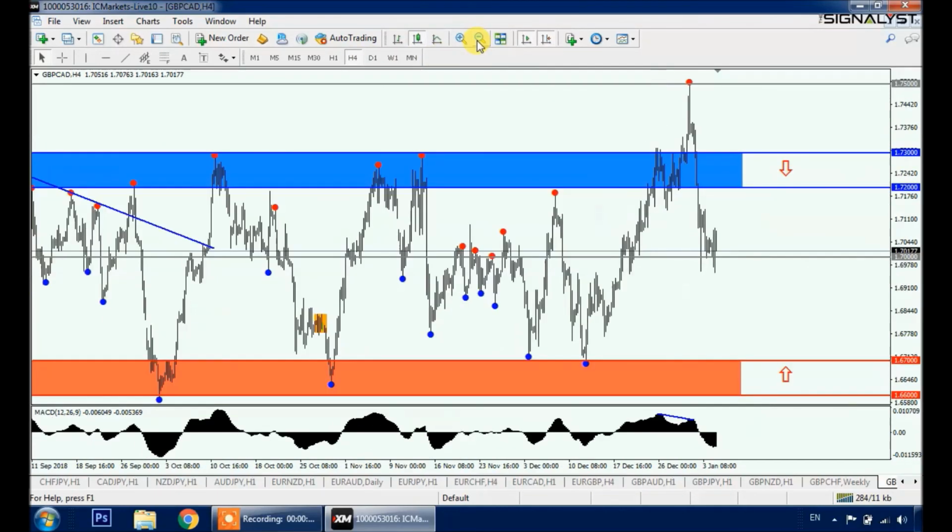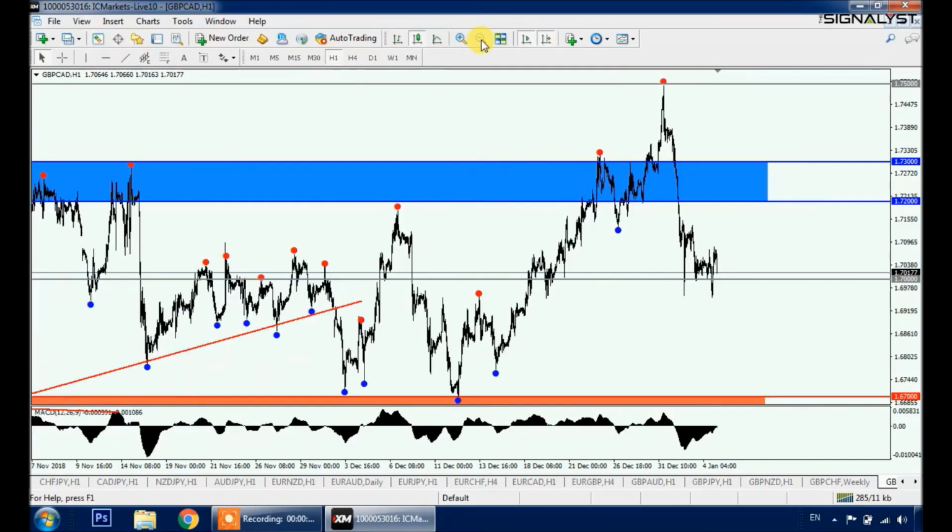On H4 time frame, as you can see, we have a 1 histogram divergence around here, rejecting it and closing back inside the blue area. So for now it's sitting in the middle of nowhere, and we've got nothing on this pair for now, so we're waiting for selling opportunities around here and long ones around here.